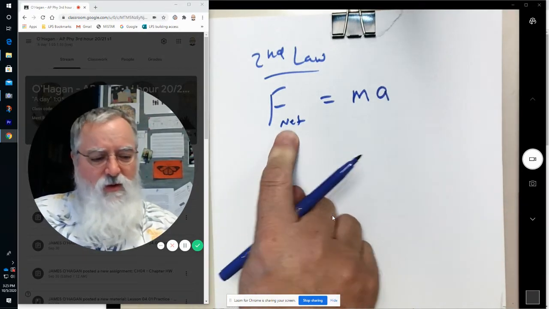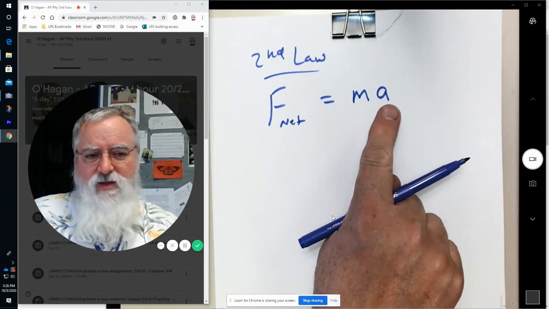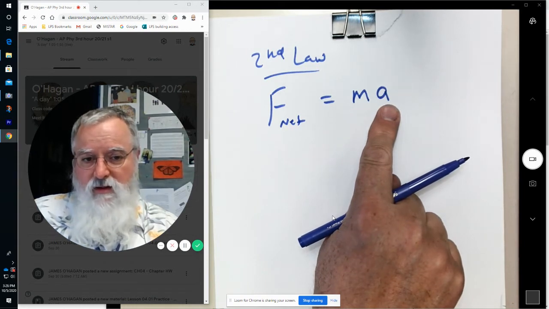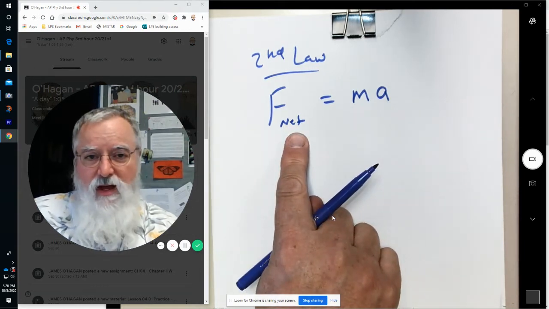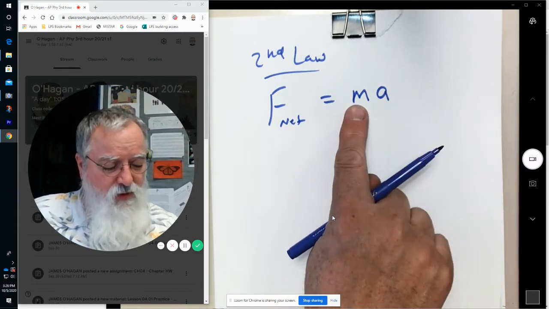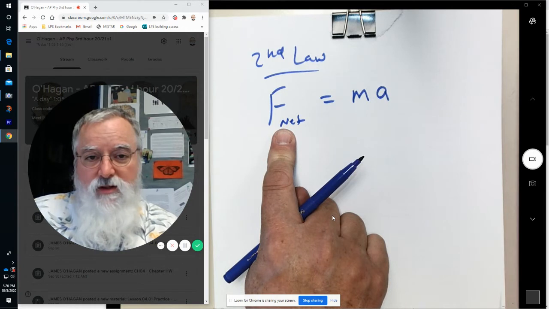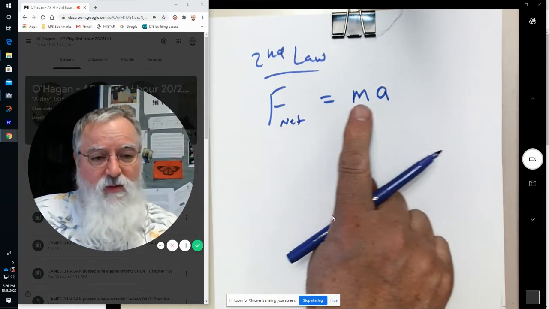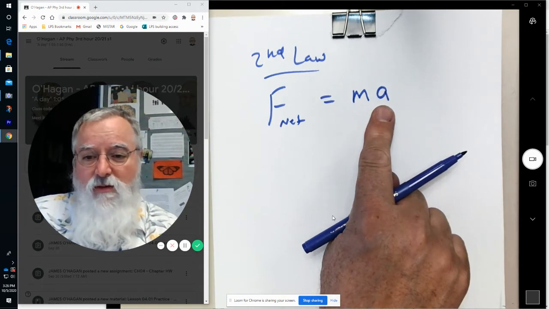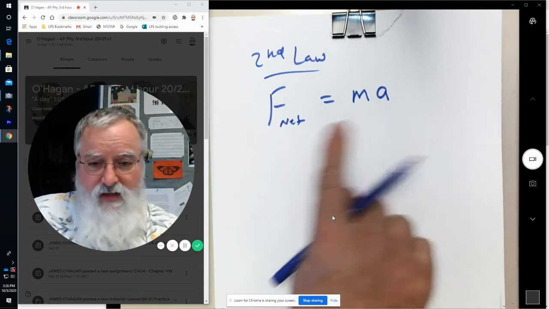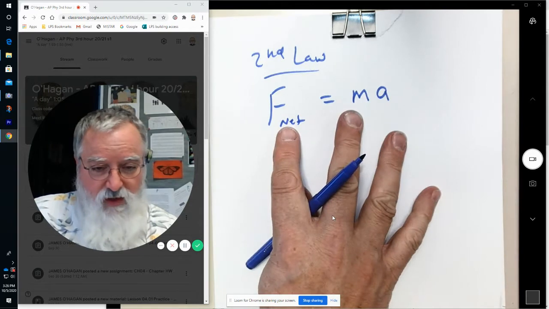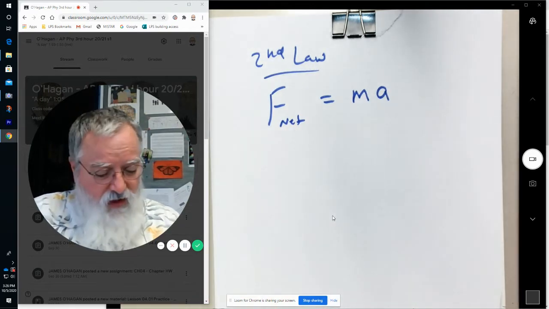So here's the deal. If you apply net force to an object, that object will accelerate. By net force, of course, we mean unbalanced force. If you apply an unbalanced force to an object, it will accelerate. Zero net force, zero unbalanced force on an object will have an acceleration of 0. So that's Newton's first law, but now with some numbers, so we can start doing stuff.